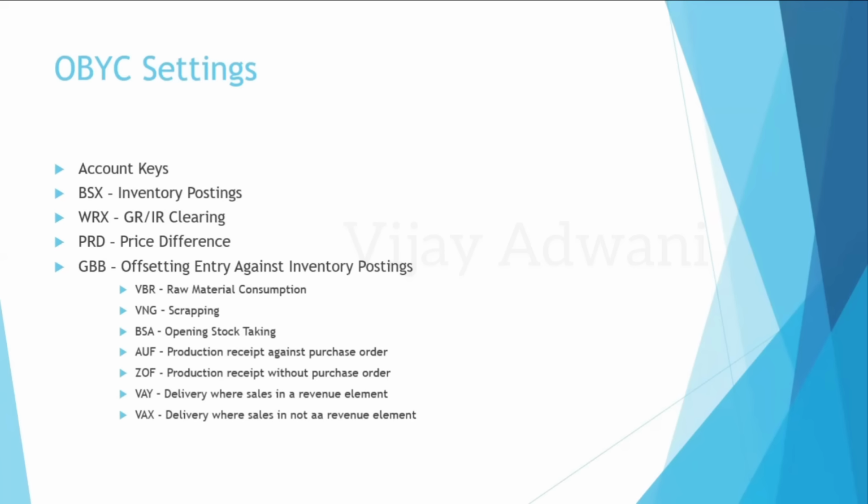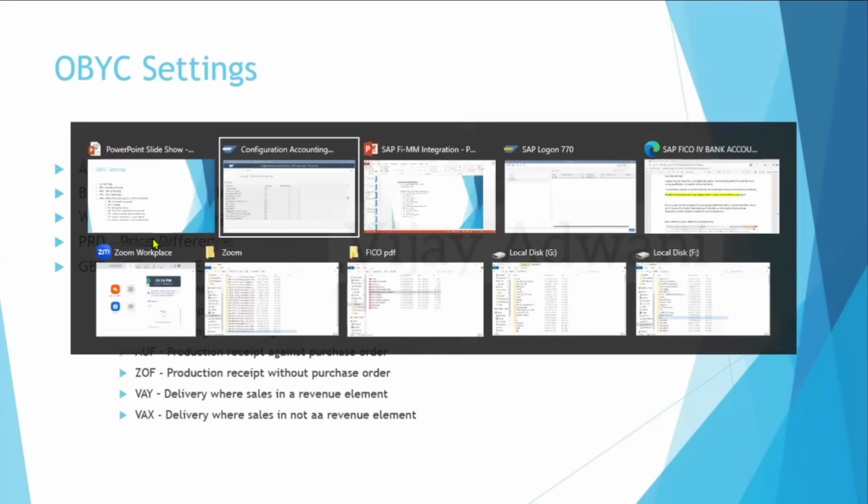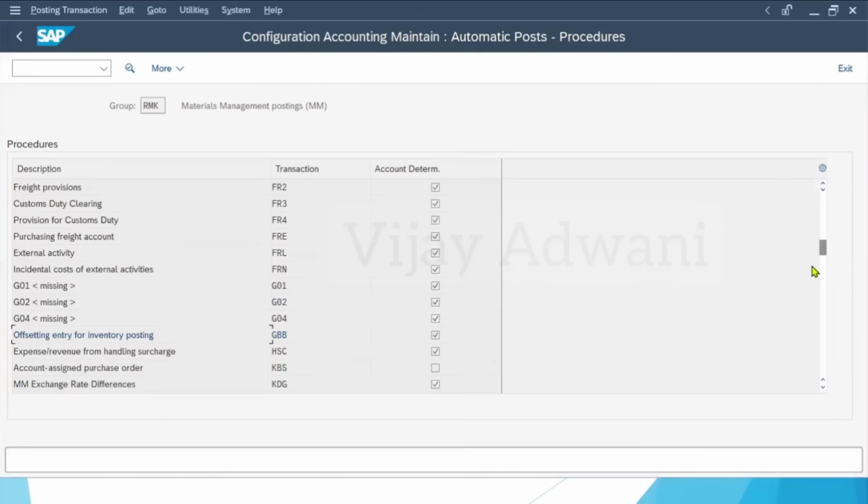You received the goods at the same price, but when the invoice was received later on, you saw that the vendor has billed you at 100 units at the rate of 12. So the goods were received at the rate of 10, but the vendor has billed you at the rate of 12. There is a difference of 2 rupees per unit. So where that difference will be settled, that difference will go to the PRD account key. Okay, it will go to PRD. Now why it will go to PRD? Let us first of all check this account key PRD.